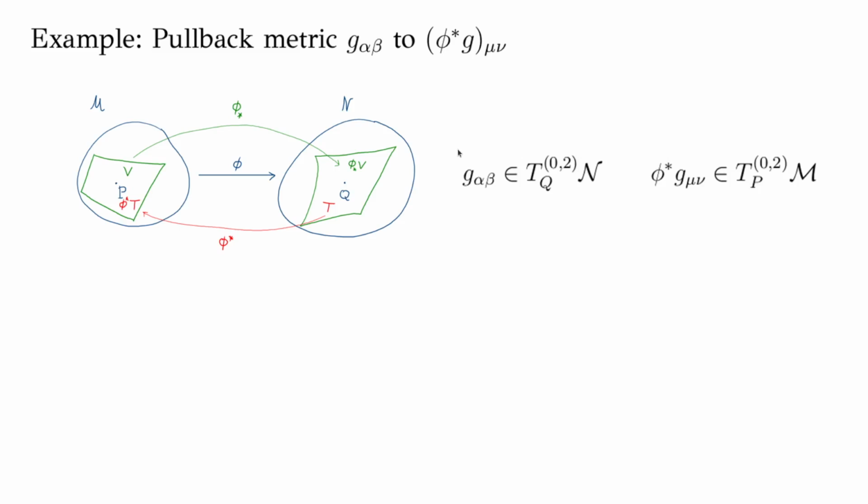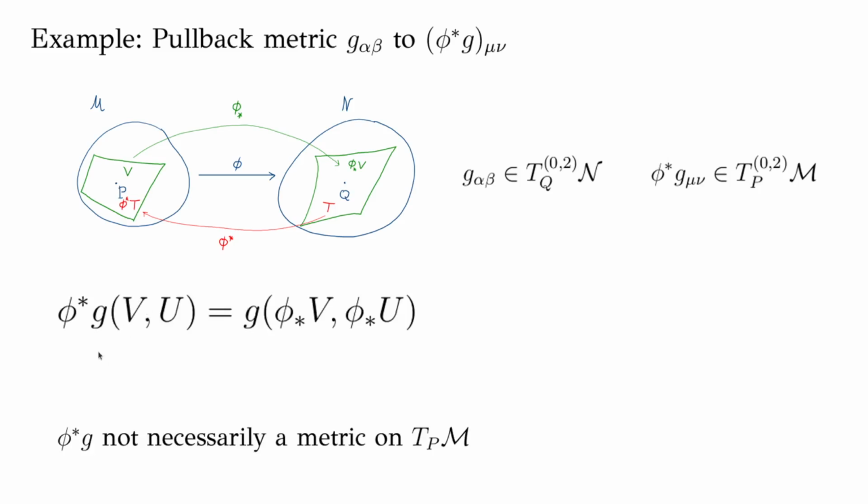A special case are 0,2 tensors, and we are especially interested in tensors that are metrics. If we have a metric on the manifold N, that will define a metric at the point Q. So we have a 0,2 symmetric non-degenerate tensor at the point Q, and we want to see what is its pullback under phi star.